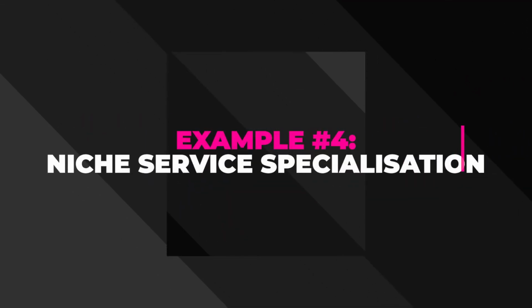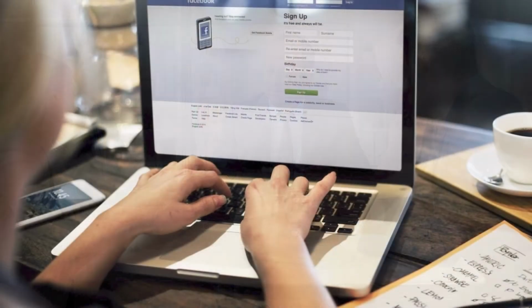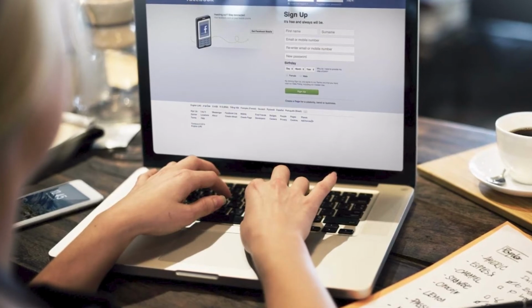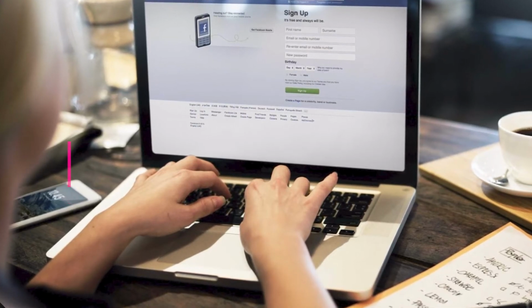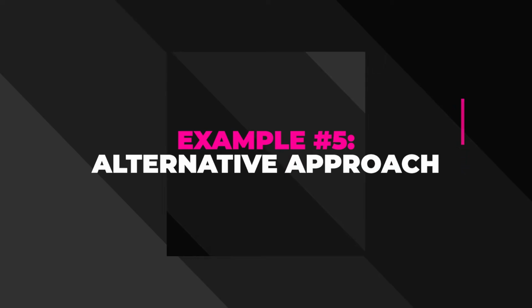Number 4, niche service specialization. Providing a very specific service can help you be more relevant for those only looking for those services. For example, a business that wants to advertise on Facebook will find a Facebook ads agency more relevant than a broader digital marketing agency.